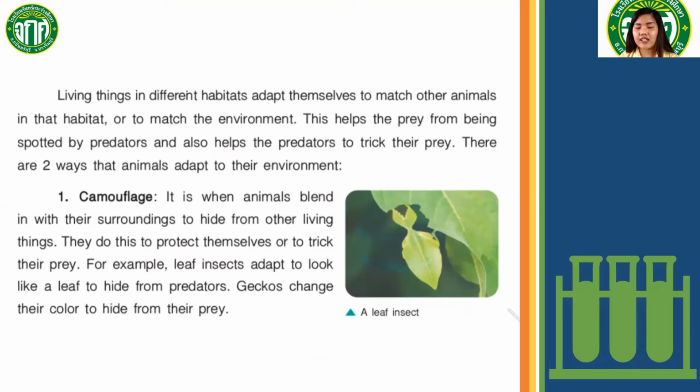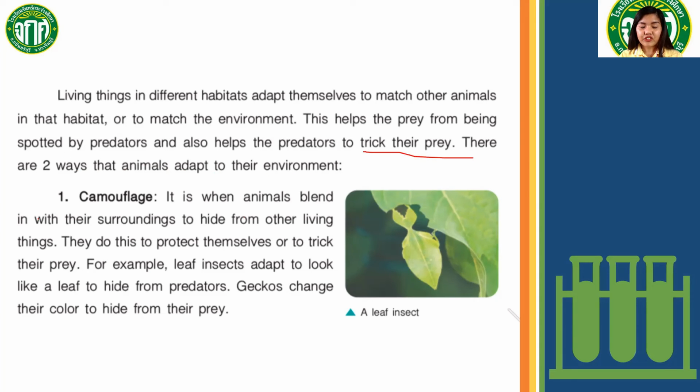So living things in different habitats adapt themselves to match other animals in that habitat, or to match the environment. So this helps the prey from being spotted by predators and also helps the predators to trick their prey. So there are 2 ways that animals adapt to their environment.